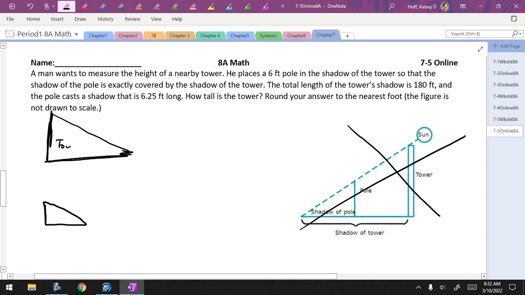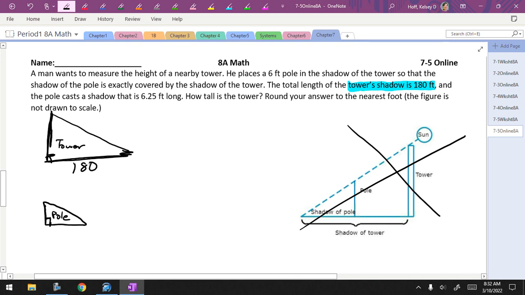I'm going to just label this so I remember. Tower and the pole. What information needs to go in my drawings? 90. What else? Okay, do you know how long the bottom is? Very good. The tower shadow is 180 feet. So on the bottom of the tower, I should make that neater, gives me 180.